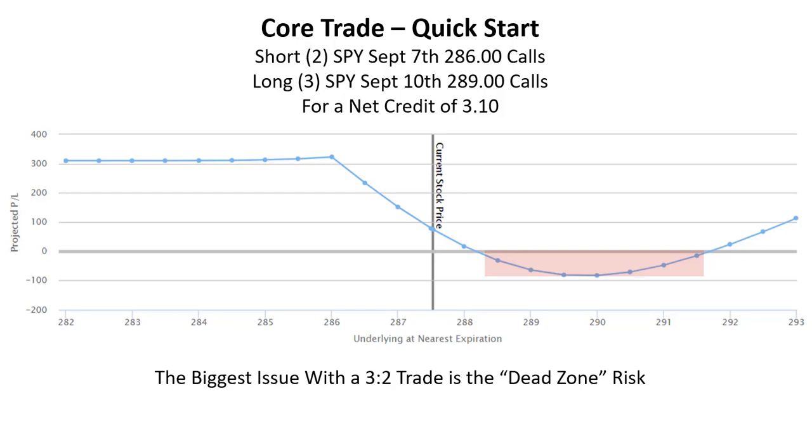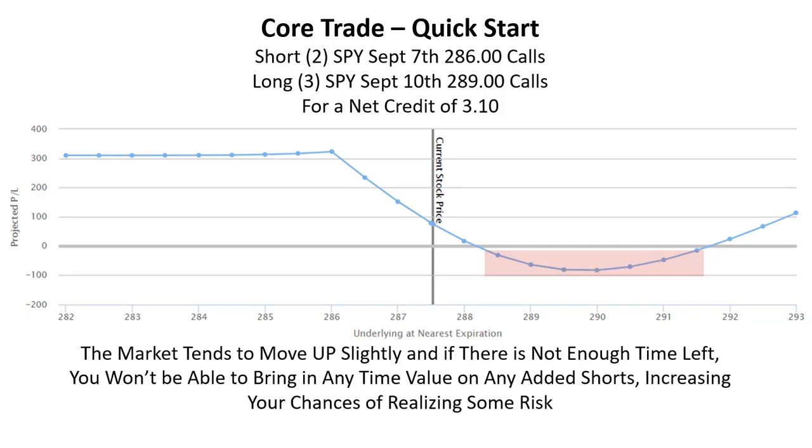Now, the biggest issue with a 3-2 trade is what I call the dead zone. And this dead zone is where the risk is. The risk in this particular dead zone actually has a fairly high probability of the market moving into it throughout the life of the trade, about a 55% probability, as a matter of fact, which means that you have about a 55% probability of realizing a loss if you don't do anything else with this particular trade.